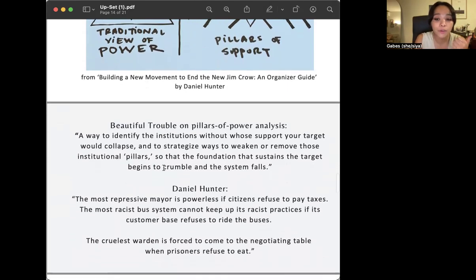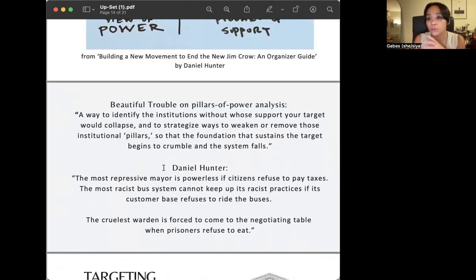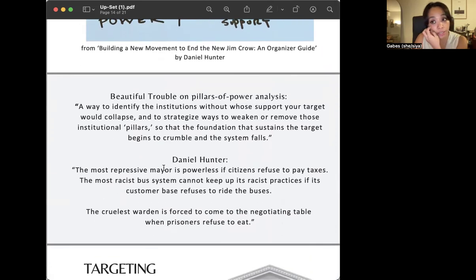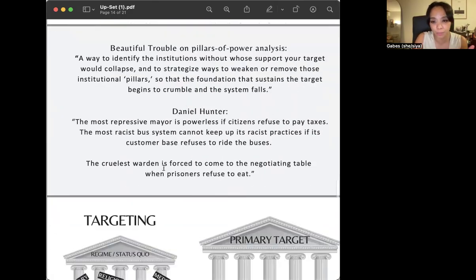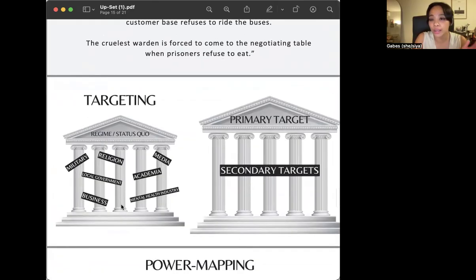Okay, so it's helpful to look into these quotes by Beautiful Trouble and Dan Hunter, who speak more imaginatively and realistically about the issues of the traditional view of power, as well as the need to look at power from an upside down triangle perspective. Okay, now we move on to the exercise of targeting under your power structure analysis.